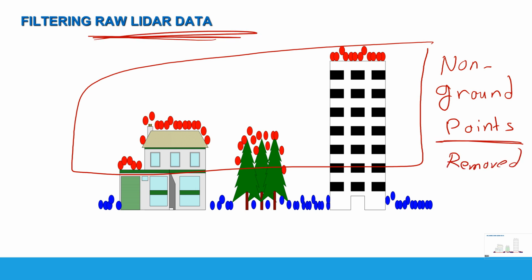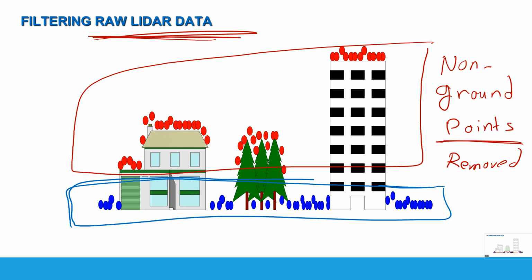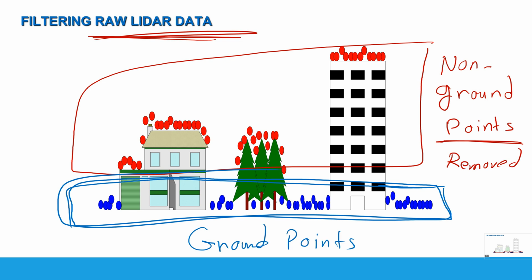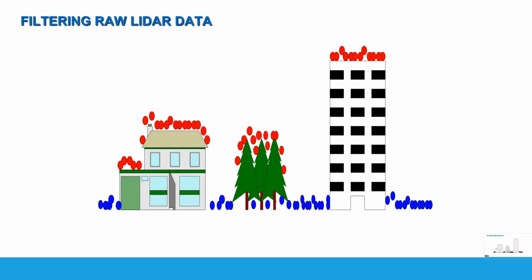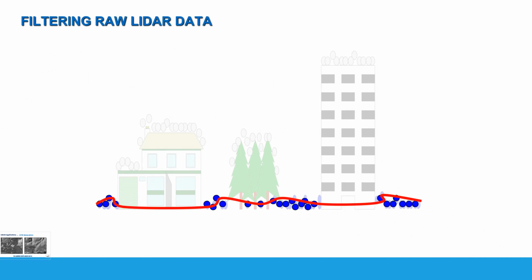This should be removed from the raw LiDAR dataset, and then we can get the remaining ground points. These are the points on the ground surface. These are ground points. We can interpolate them to generate the digital terrain model. And this might be the final product. In this case, this is the digital terrain model after the interpolation.